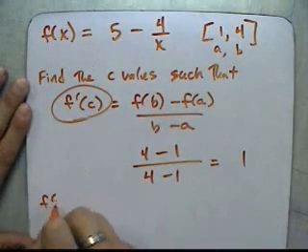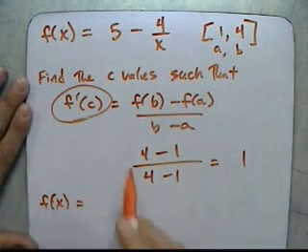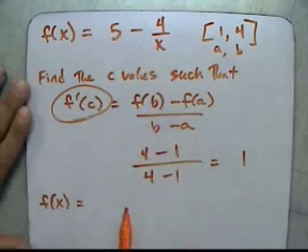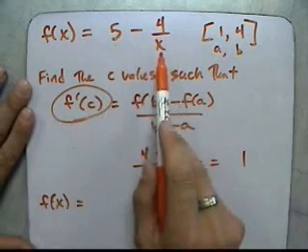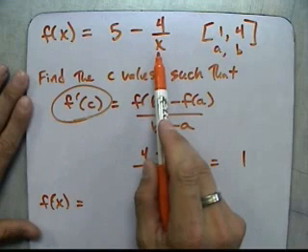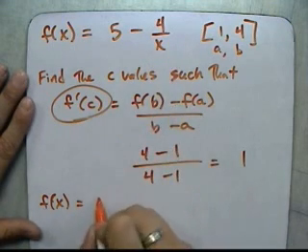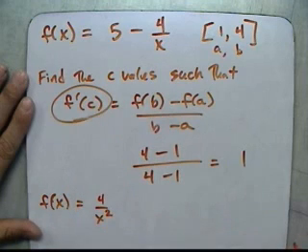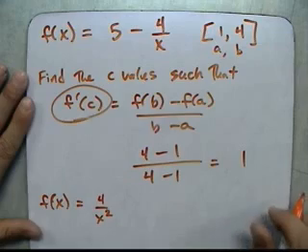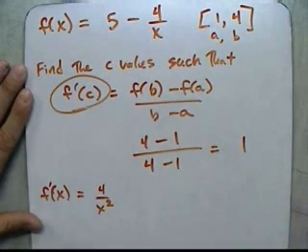Let's go ahead and find the f prime of x. So we'll take the derivative of this guy. Derivative of 5 goes away, and then derivative of negative 4 over x. Amy? Yep. Is that f of x or f prime of x? That's f prime of x. Thank you.